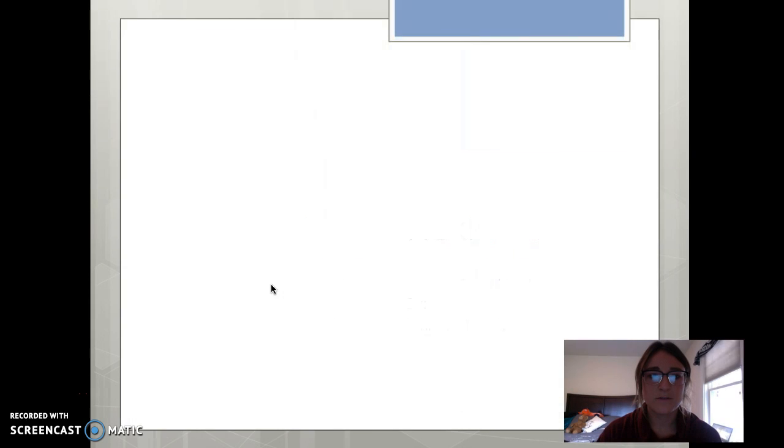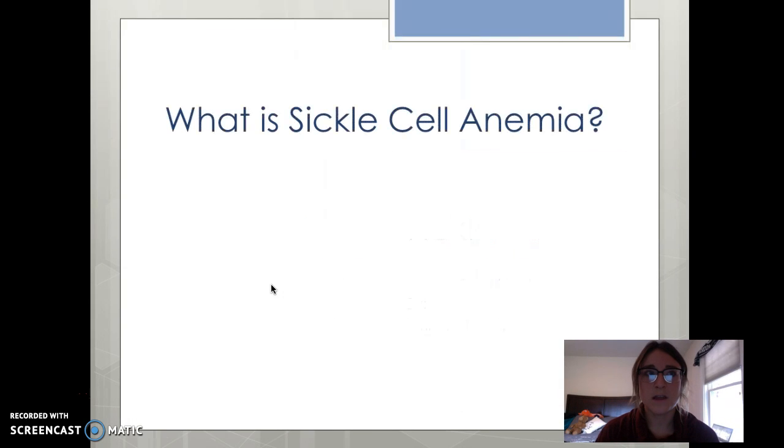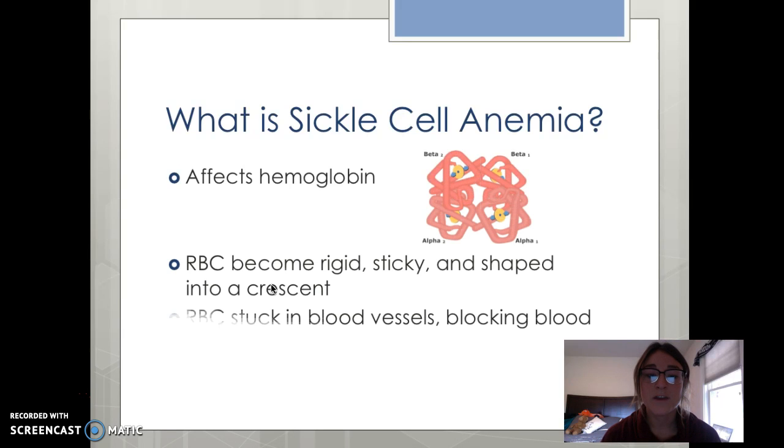So first off, what is sickle cell anemia? Sickle cell anemia is an inherited disorder that affects hemoglobin, which is a molecule within red blood cells that attaches to oxygen and helps carry it throughout the rest of the body. Next to that point, I have a picture of hemoglobin. It has 2 beta and 2 alpha subunits, and we'll discuss later in the video why that's important.